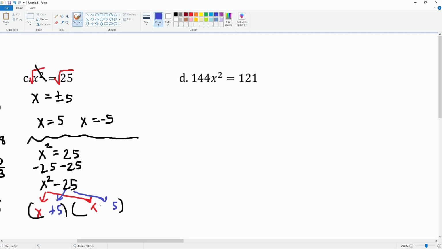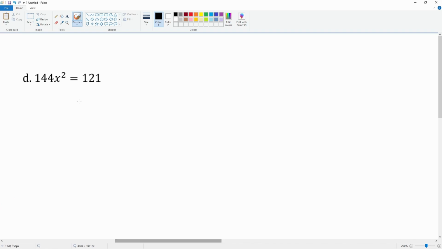Right? You see how it equals to 0? If you solve, you're still going to get that same answer. X plus 5 equals to 0. X minus 5 equals to 0. You get the same solution. Right? So here, let's see.